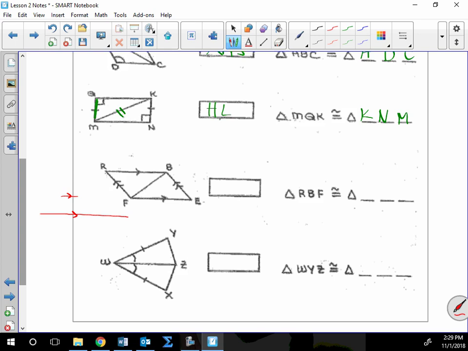So every year I have students that see this and automatically assume that those are congruent. Not always the case. We know that they're parallel, so let's use what we know about parallel lines. Oh, wait, what we learned just last unit comes back again? Yes, it never goes away.